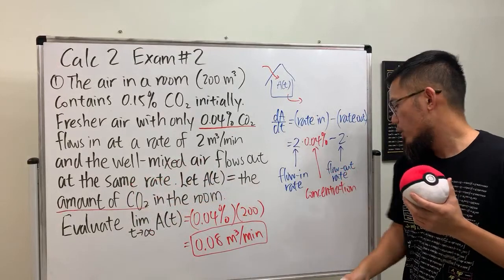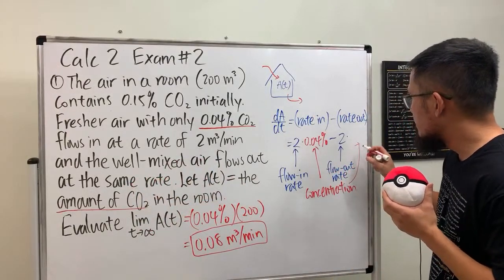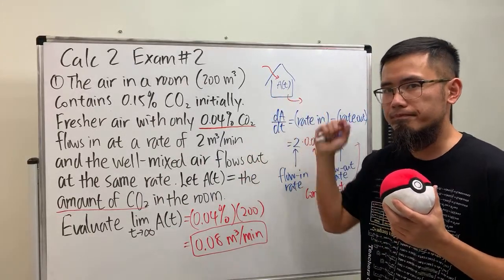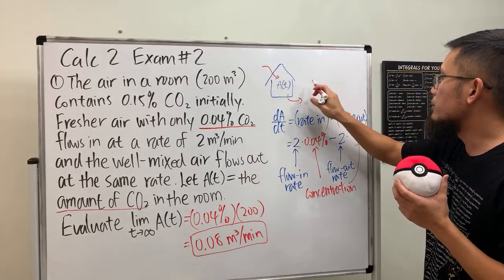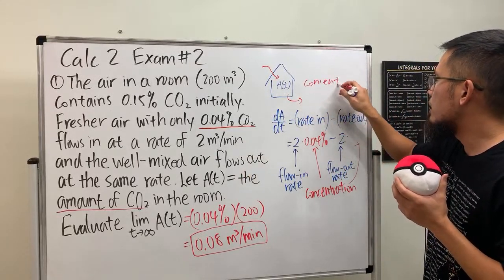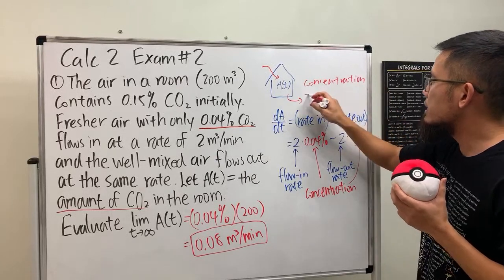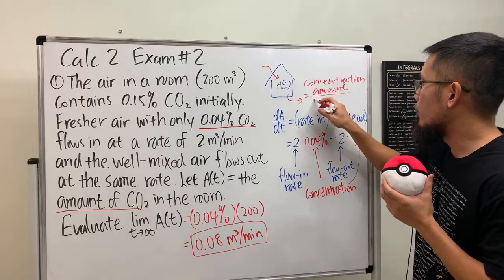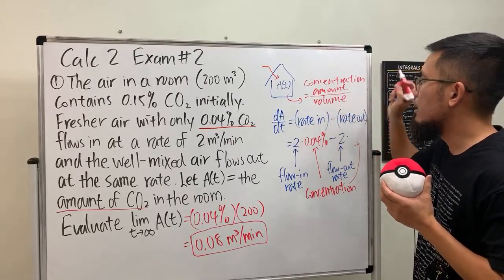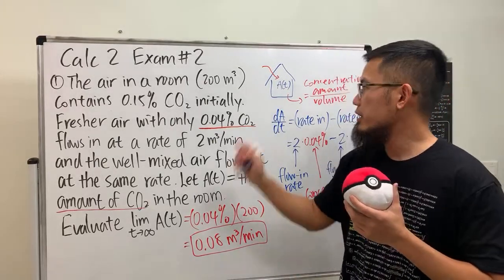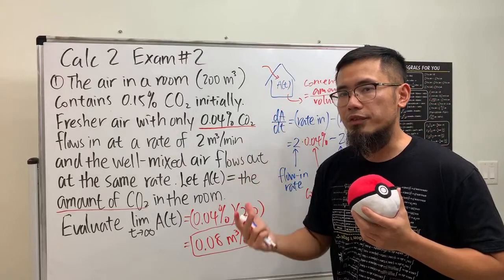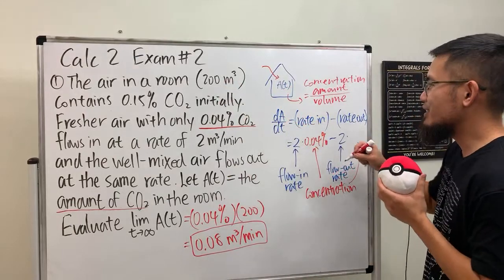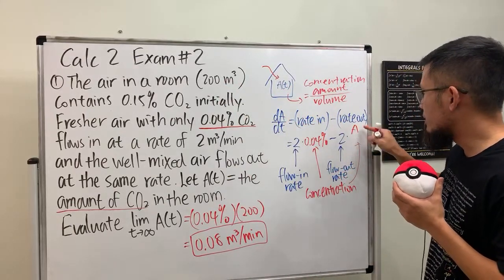Cool. Now, we also have to figure out the concentration, but what's the concentration of the carbon dioxide that's actually going out? You have to remember, concentration, so I'll just put this down here for you guys real quick. In general, it is the amount of whatever you're looking for divided by the volume. So here's the deal. The amount of the carbon dioxide in the room is A of T because it changes over time. And the room is this big, right? So all you have to do is actually just write A. You don't have to put down the parentheses T.